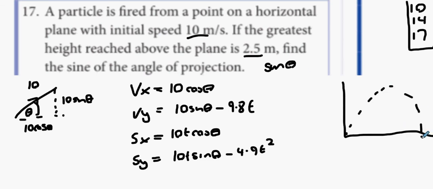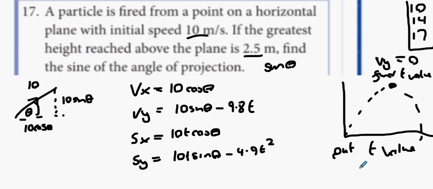Vy equals 0 to find the time. So put Vy equals 0, find the t value. And then what do you say to do with the t value? Put the t value into Sy. T value into Sy, and we should be good to go.